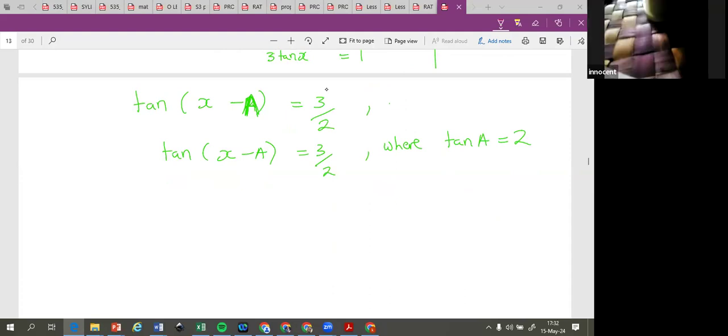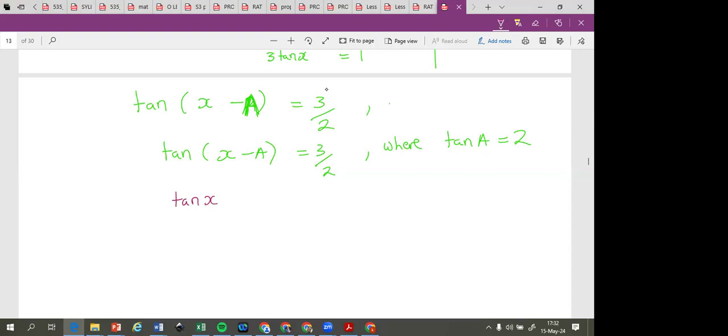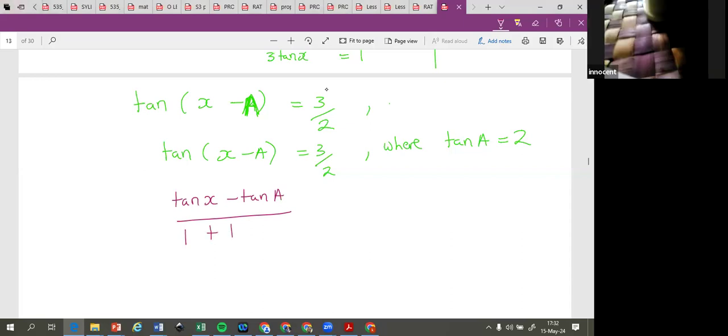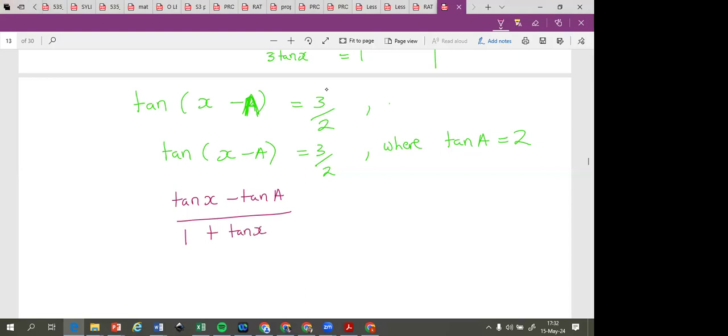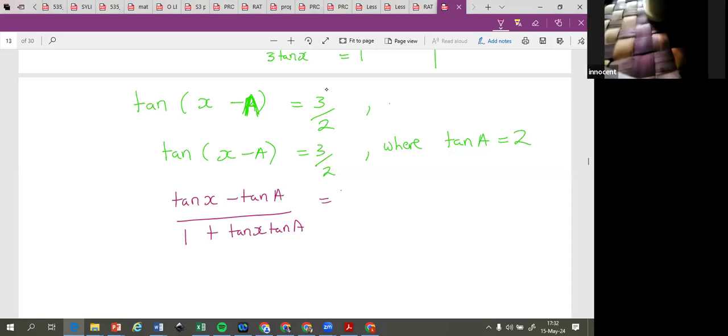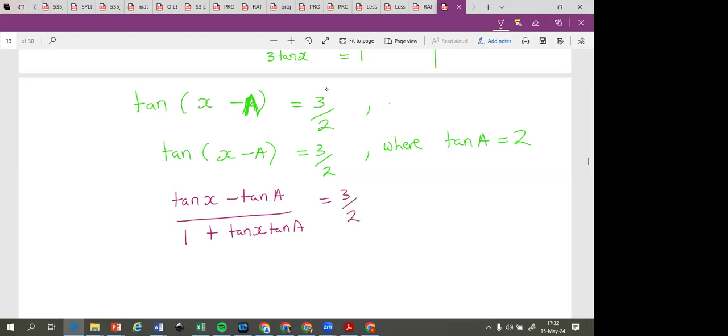So now, teacher, tan of x minus a is the same as tan x minus tan a over 1 minus tan x. I think tan a, that's where you started. When it is minus down, it is a plus. Okay. So that's how you got 7 out of 8.